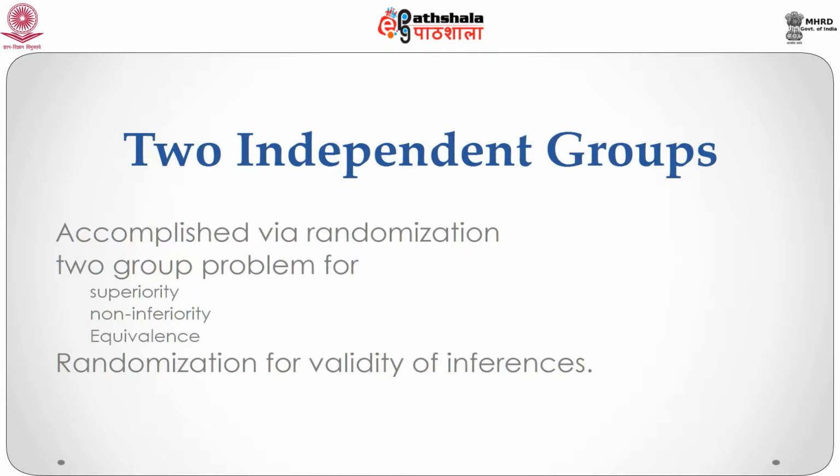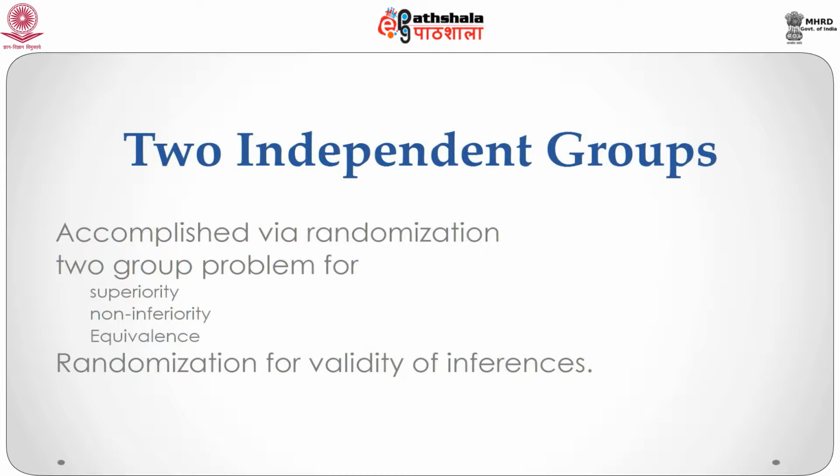We assume that we have two independent groups, though of course it is easy to generalize the methods to the case where we may have more than two. The two independent groups are accomplished via randomization. Two group problems can arise in different situations.